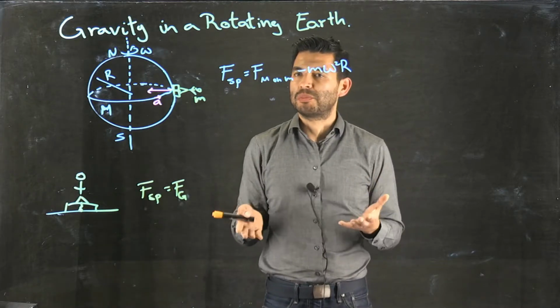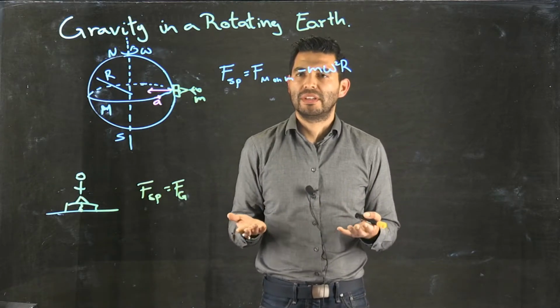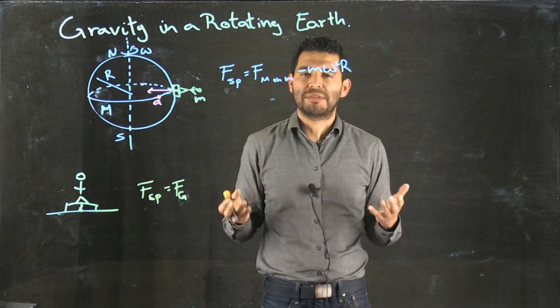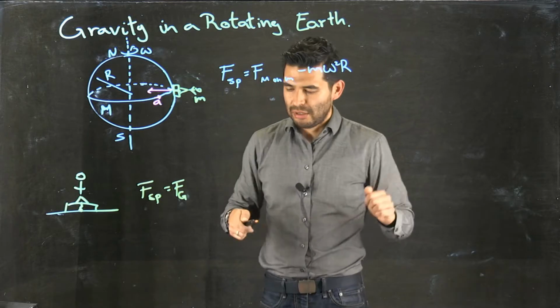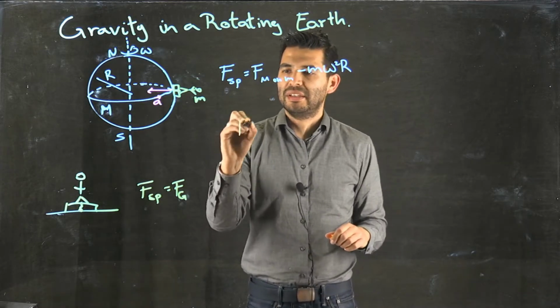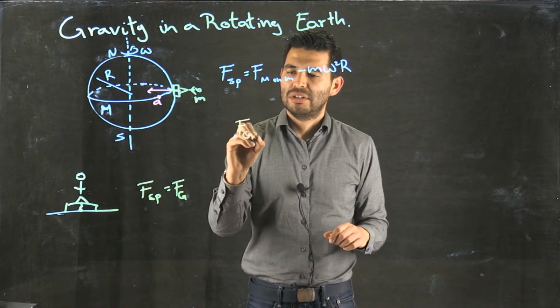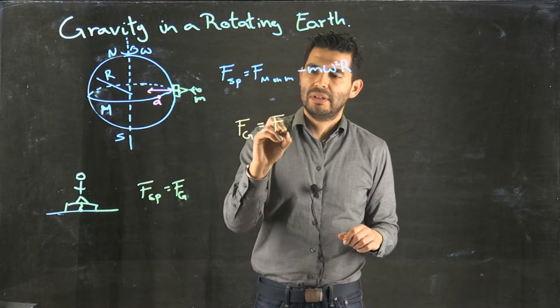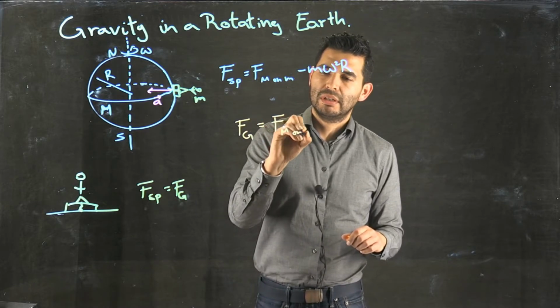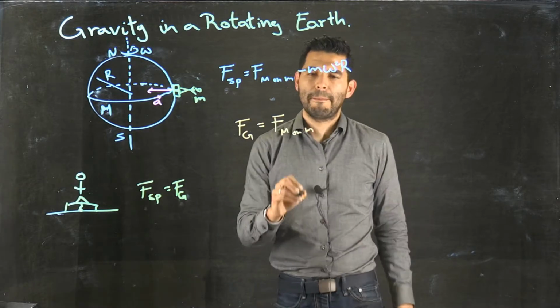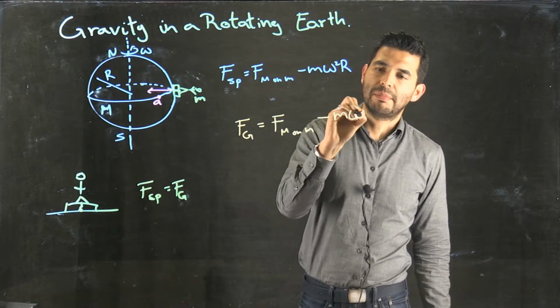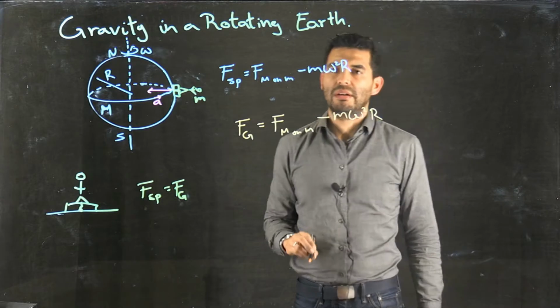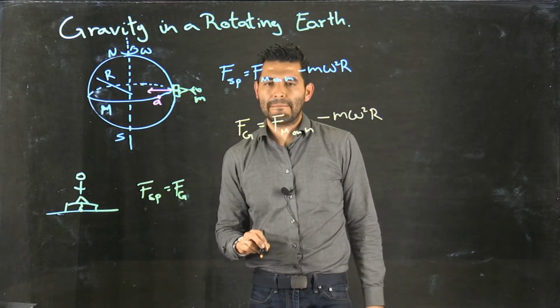Now, the force on the spring is just going to be a number that the scale is going to give. So both observers are going to read the same number on the scale, which then tells me that I can say that Fg equals F that big M causes on small m minus this extra term that appears because Earth is rotating.